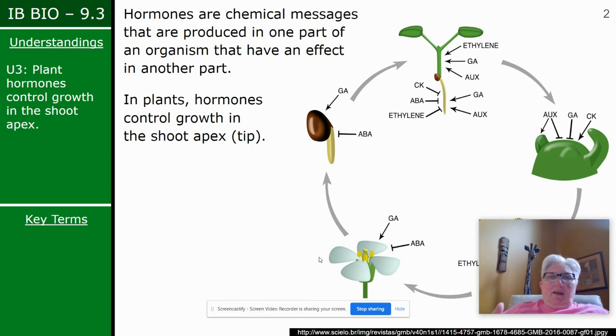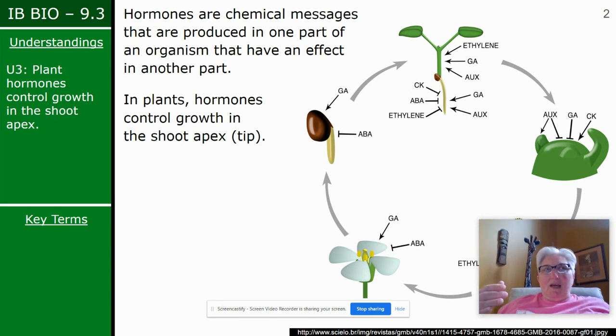hormones in plants. Now, we know that in general, hormones are messages, right, that are sent from one part of an organism, and in this case, we're talking about plants, to another, and we get a response somewhere else. So it's kind of a stimulus response type of activity.